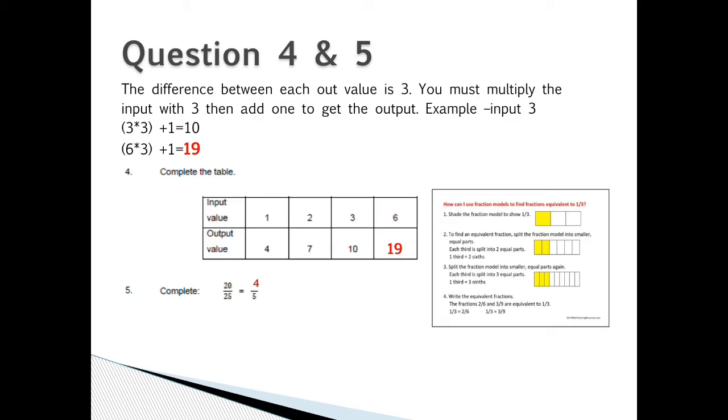Question 5, the equivalent fraction is 4 over 5. So 20 over 25 is the same as 4 over 5.